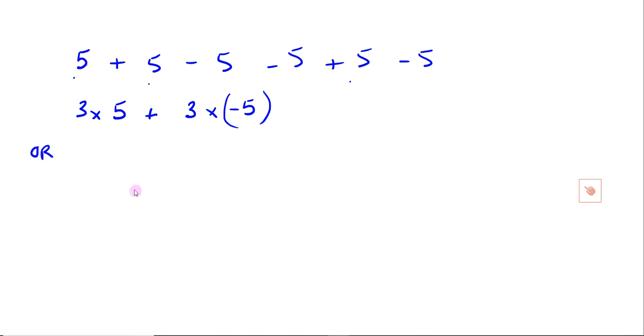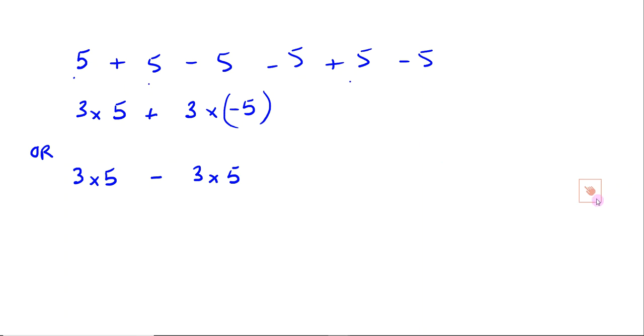Or I could say it slightly differently, which I could say 3 times 5 subtract 3 times 5, no? Would that get me to the same thing? Alright, makes sense. Does that make sense so far? The answer is 0, of course, isn't it?